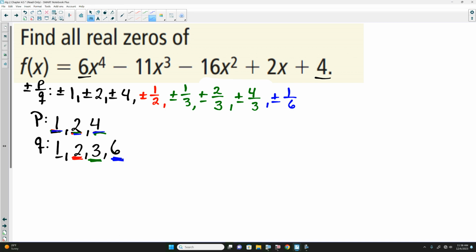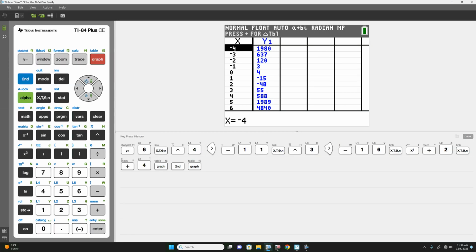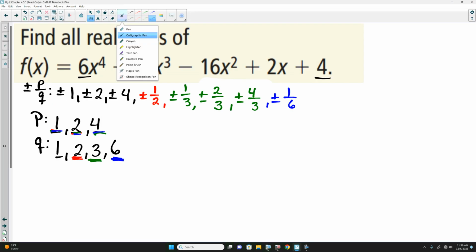Well, as we looked at the table already, because we had plus or minus 1, positive negative 1 doesn't work. Because we can see that on the chart. Negative 1 gives us a y value of 3. 1 gives us a y value of negative 15. Neither one of those is 0. Same with positive negative 2 and positive negative 4. So we know already that 1, 2, and 4 positive negative cases are already gone. So those 3 possible rational zeros are out. Now it does leave us with the rest of these here.